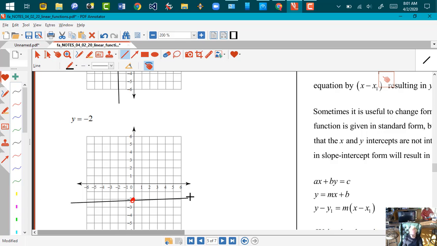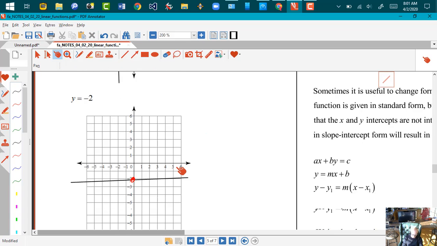Wow, can't even draw a line with my line tool. Pitiful.